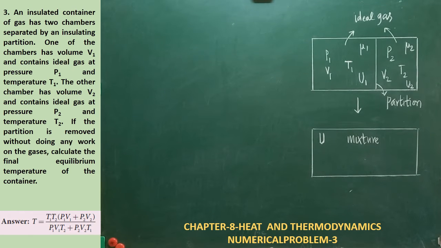Now we are going to solve the third problem in the heat and thermodynamics chapter, the 8th chapter. First I will read the problem, I will explain, and later we will solve the problem. An insulated container of gas has two chambers.